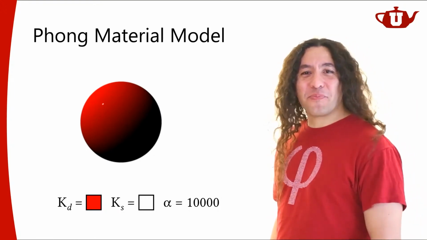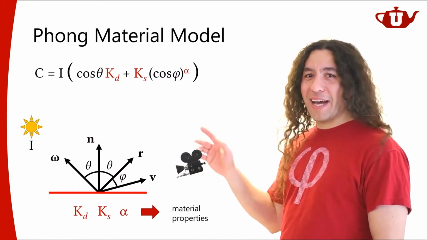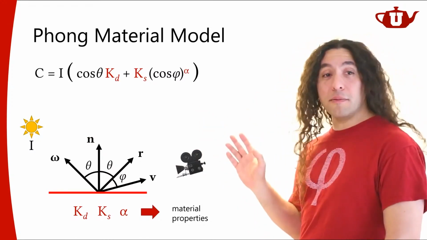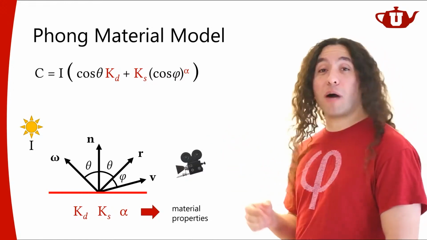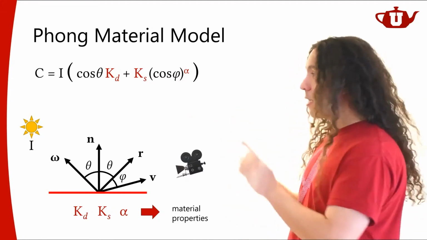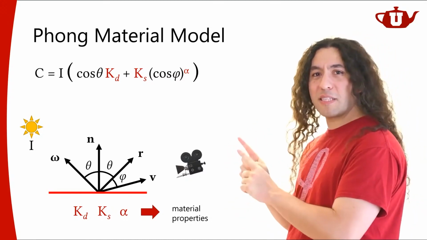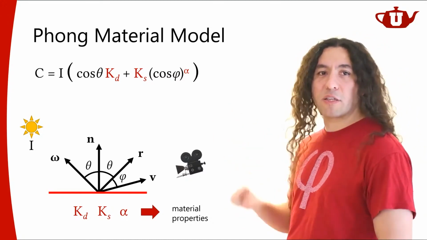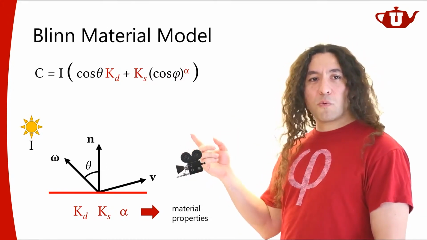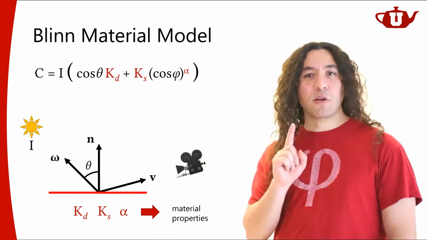Alright, so going back to the math, this is our Phong material model. Now, this is just one material model. Soon after the Phong material model, Jim Blinn came up with his own material model. It's a little bit different in the way that the specular component is computed. So the Blinn material model will not look at the perfect reflection direction. It's going to look at something else.